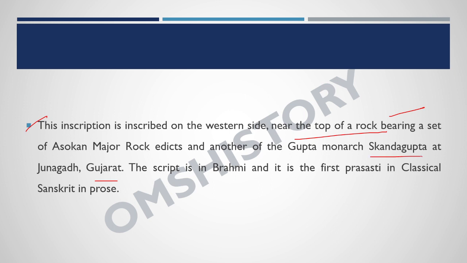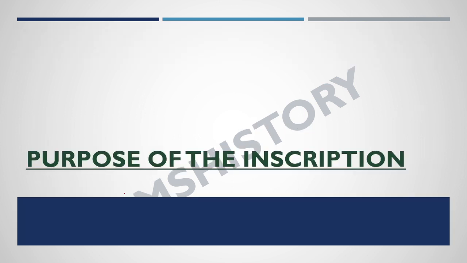The script of this inscription is Brahmi, and it is the first prashasti which was written in classical Sanskrit. It was in prose, unlike the prashastis we have seen earlier, which had some mix of poetry. This prashasti was in prose. Now, what was the purpose of this inscription? Why was this inscription commissioned?